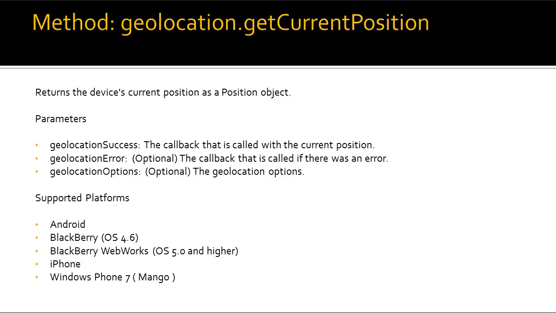Now the geolocation.getCurrentPosition method returns the device's current position as a position object. Now we have three parameters for this method. We have the geolocation success parameter. This is basically calling back a function if we are successfully able to get the current position of the device. The geolocation error parameter is an optional parameter, and it calls back a function if there is an error. And the geolocation options parameter is again an optional parameter, and it allows us to set some geolocation options.